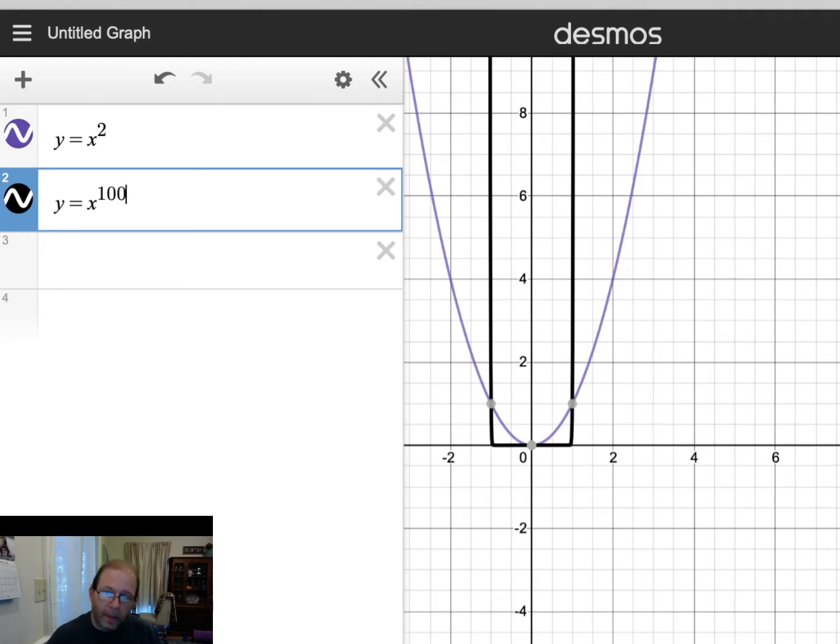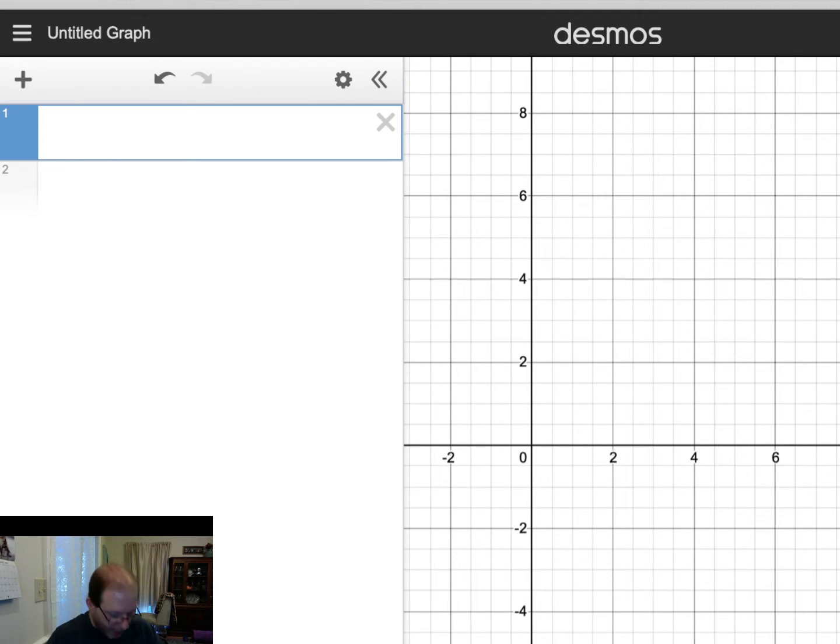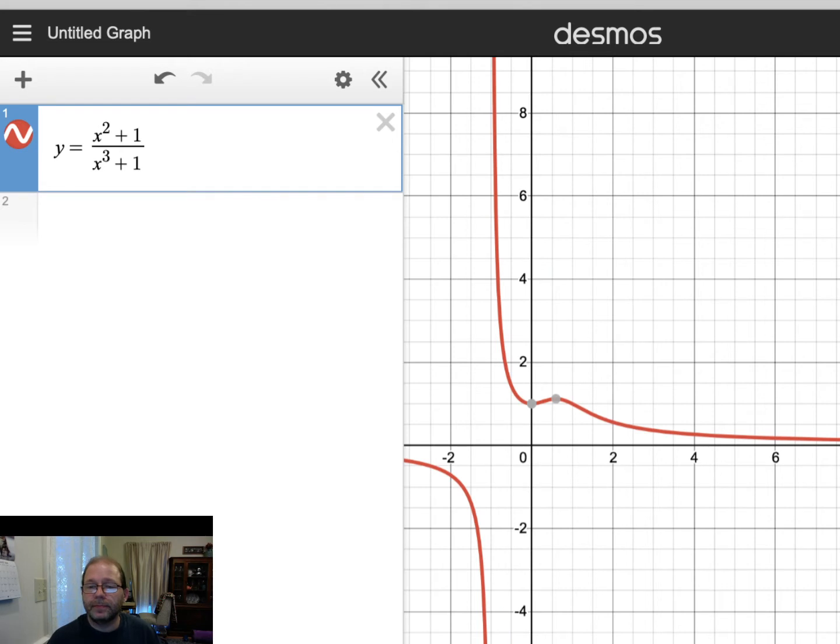So if you have a rational function, let's just put a rational function together. Let's do x squared plus 1 on top and x cubed plus 1 on bottom. All right. If you look at this, think about what happens when x grows large. When x is 0, you wind up with 1 over 1, which is 1. When x is, say, 5, you get 26 on top and 126 on bottom.